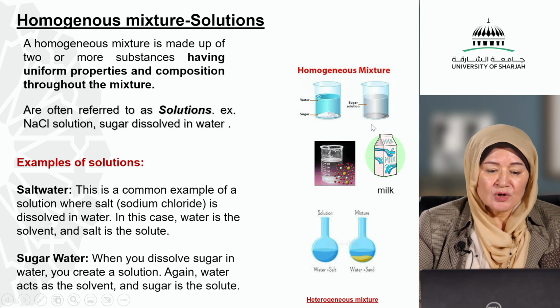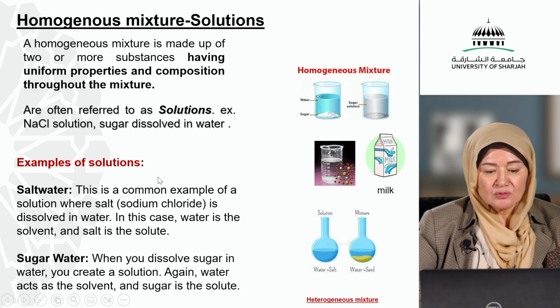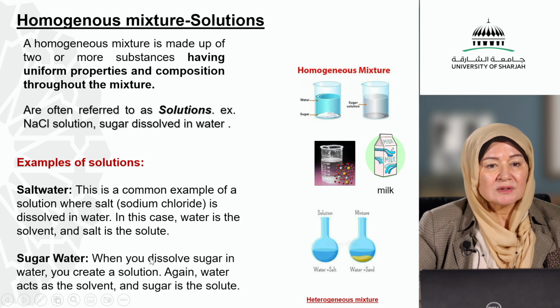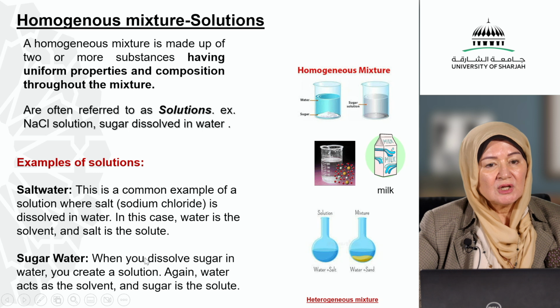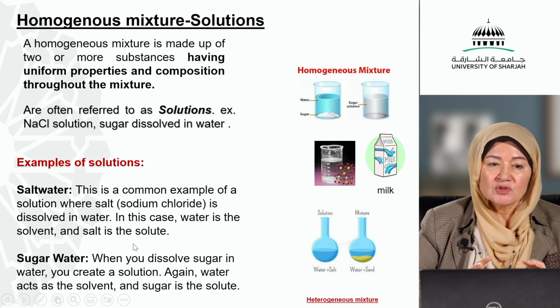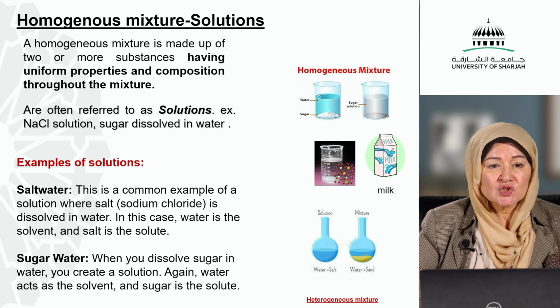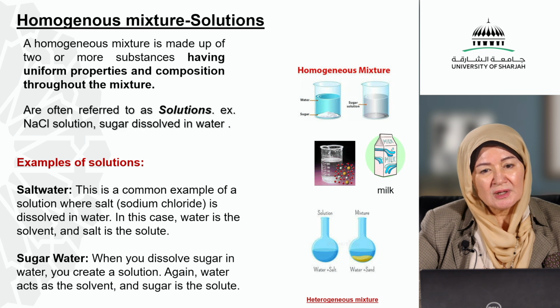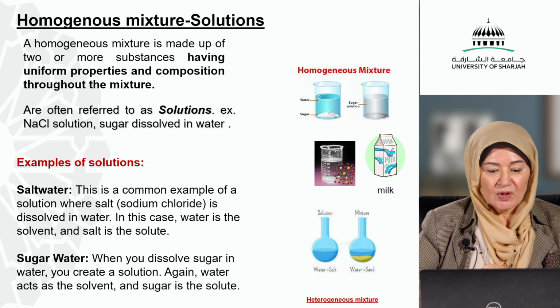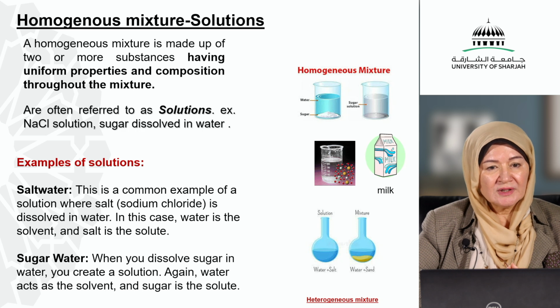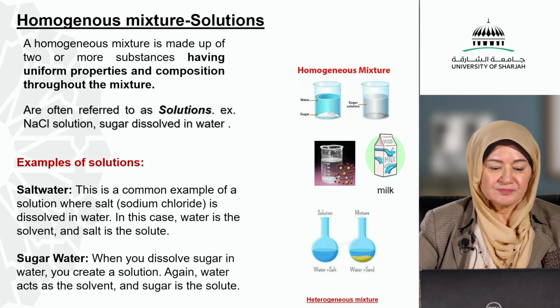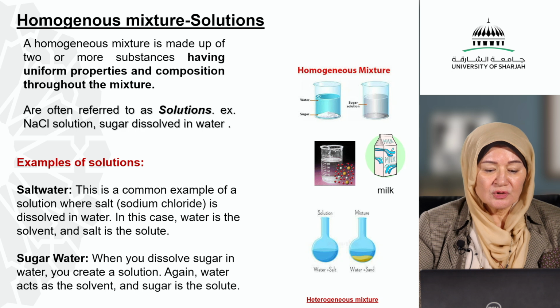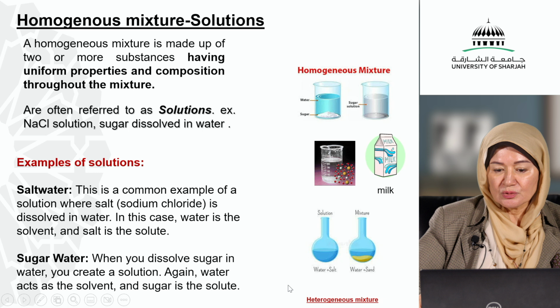Examples of solutions or homogeneous solutions include salt water. This is a common example of a solution where salt is dissolved in water. In this case, water is the solvent and the salt is the solute. You should understand this one. Solution as a whole. Solvent is water. Solute is the sodium chloride. It is the salt. You should understand the terms solvent, solute, solution. When you dissolve sugar in water, you create a solution. Again, water acts as the solvent and sugar is the solute.